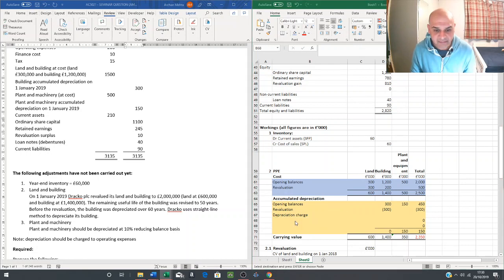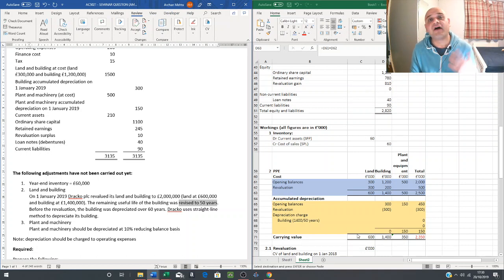Now, if you remember, the value of the building has just changed to 1400. Okay, and that is going to be depreciated over 50 years as per the question. That's the new revised life of the asset. When the revaluation happens, the value changes, as well as the life of the asset might change as well. So 50 years, and that is going to be 28.